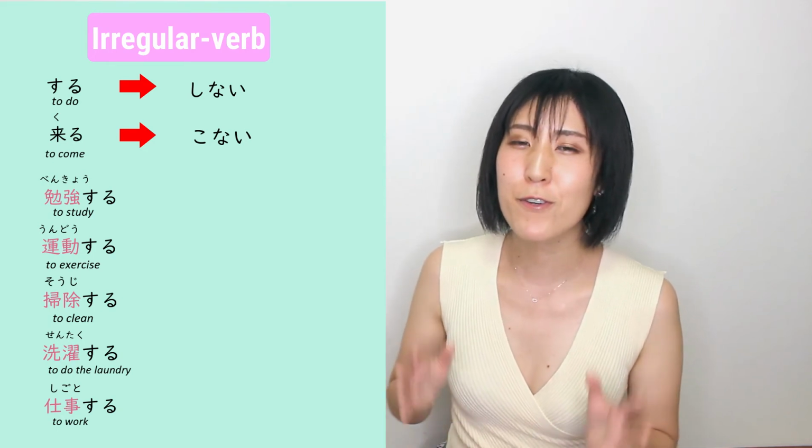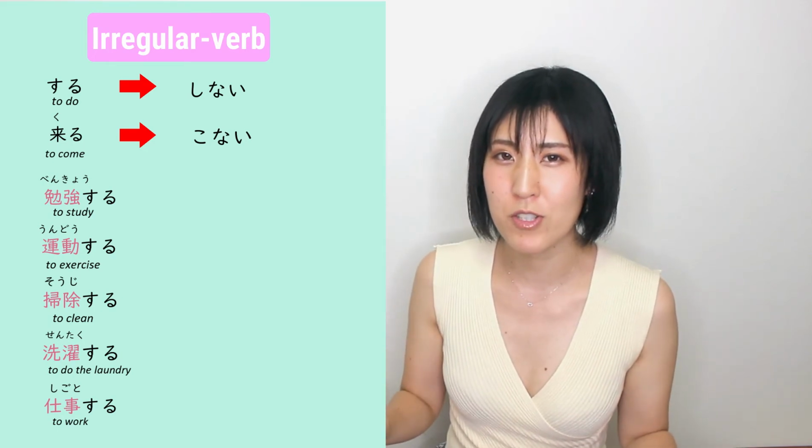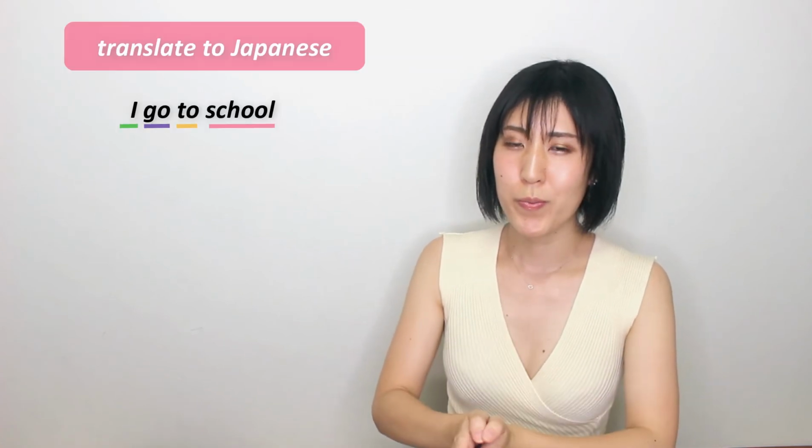So these are irregular, and since it's the short form, you need to remember them. But if you only want to learn the masu form today, you can just remember how to conjugate to the masu form. Okay? So now let's practice with me. I'll give you a simple sentence first. Can you make the sentence? I go to school.